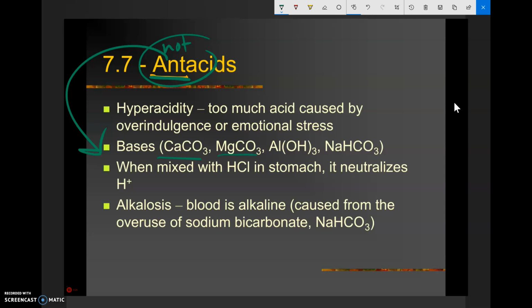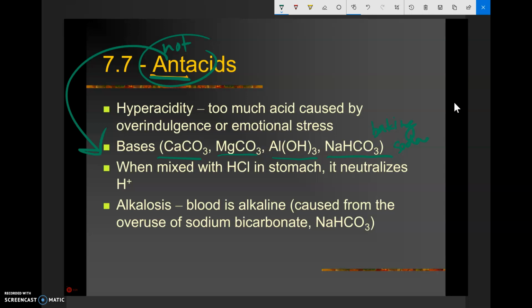Magnesium carbonate is the next one. If you use too much of this, it can actually do the opposite, and it can create a laxative. Aluminum hydroxide can also cause constipation if you have too much of it. And this right here is called sodium bicarbonate. Another name for this is baking soda. And baking soda can cause alkalosis, which just means that you have too much alkaline, which means you have too much base in your system.